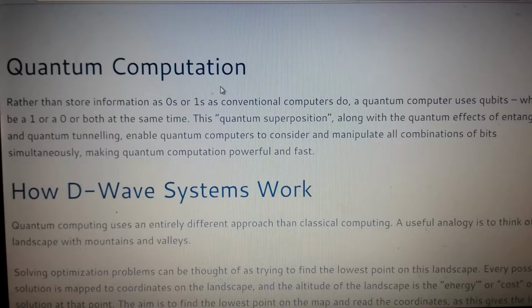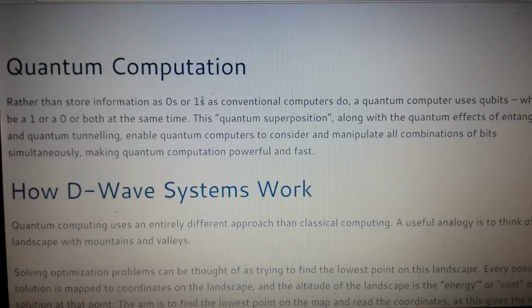This video is in sequence to part 1 and 2 on the quantum computers. This is called quantum computation. It says rather than store information as zeros or ones as conventional computers do, a quantum computer uses qubits, which can be a 1 or a 0 or both at the same time. This quantum superposition, along with the quantum effects of entanglement and quantum tunneling, enable quantum computers to consider and manipulate all combinations of bits simultaneously, making quantum computation powerful and fast.